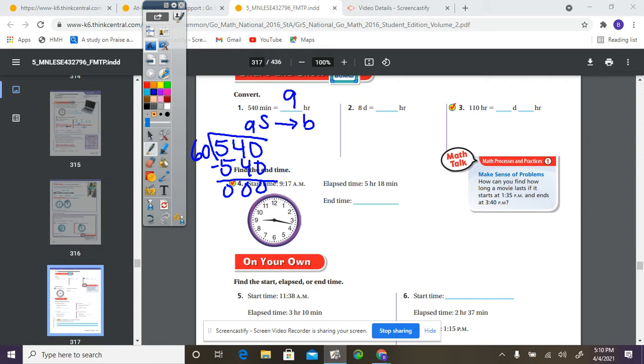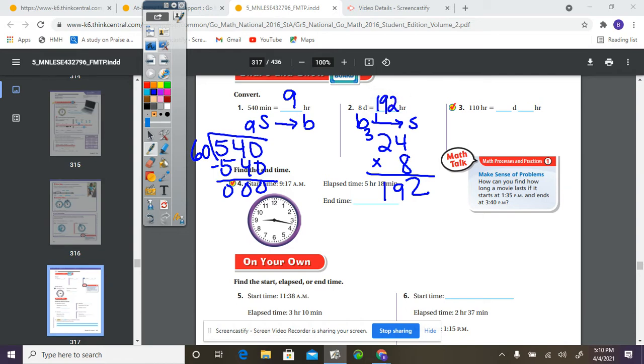On number 2, you're going from days to hours. So you're going from a bigger unit to a smaller unit because days are bigger than hours. So big to small means you're multiplying. You're going to multiply 8 times something. How many hours are in a day? 24. So that's what you're multiplying. 8 times 4 is 32. 8 times 2 is 16, plus 3 is 19. So 192.